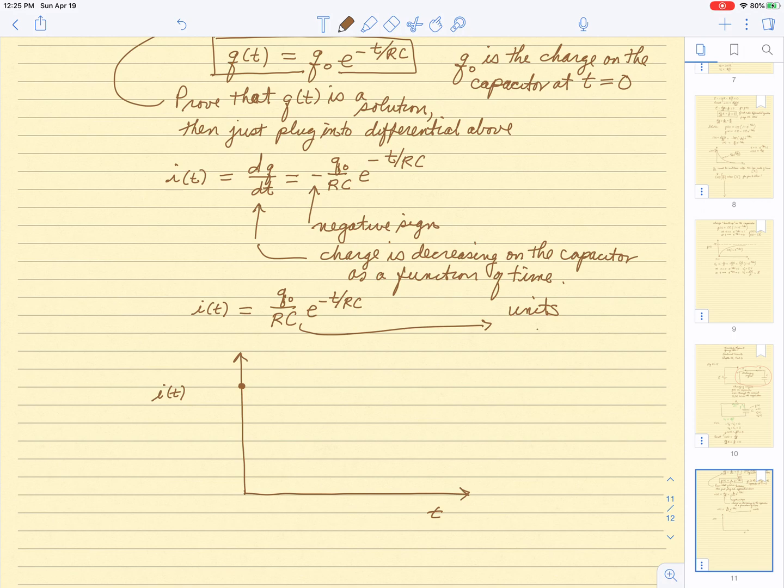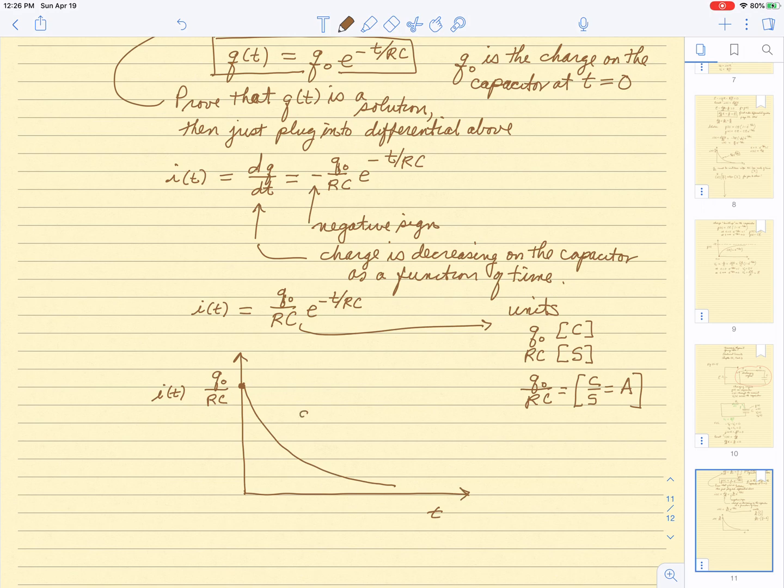So Q naught has units of coulombs. RC has units of seconds, which you proved in one of the last discussions. And so then Q naught over RC is units of coulombs per second, which is an amp. Okay, so things work out. So quickly looking at units is really a great big help. So the initial current then is going to be Q naught over RC, and then we're going to have an exponential decrease.